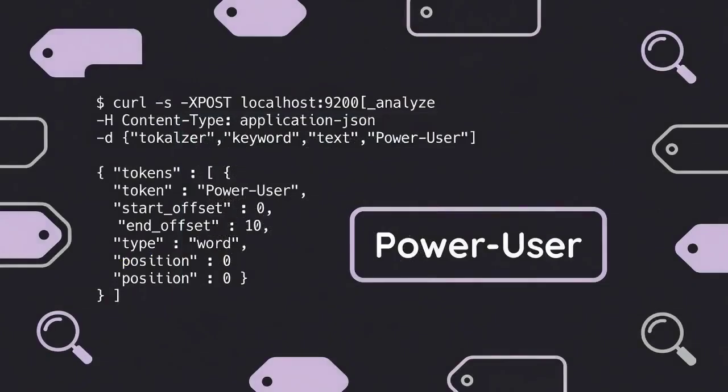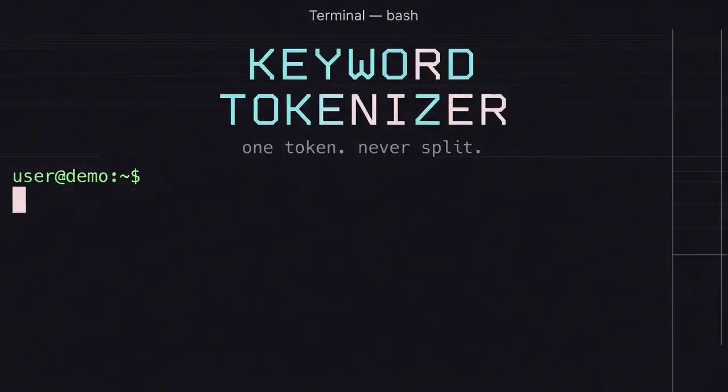To make the contrast even sharper, we run the keyword tokenizer, which splits on nothing at all. The entire input power-user comes back as one single token, exactly as written, with start and end offset covering all 10 characters. Elasticsearch offers several built-in tokenizers, each with a different philosophy for breaking text apart.